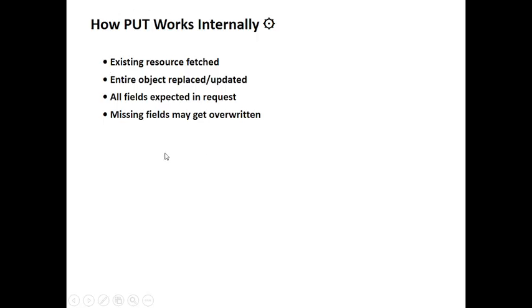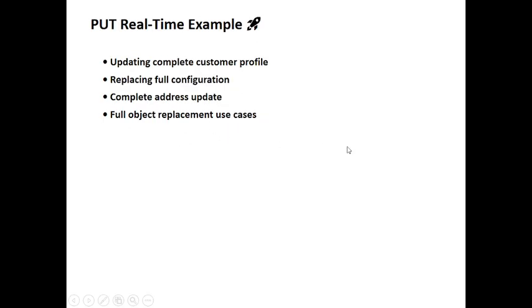In Spring coding, we retrieve the existing record, and the entire object is replaced or updated with the object we got from the client, right? So all fields are expected in the request and missing fields may get overwritten. What is a PUT real-time example? Updating the complete customer profile, right? Even though you are updating one or two fields, we have to update the complete customer profile. Replacing full configuration, complete address update, full object replacement are use cases.